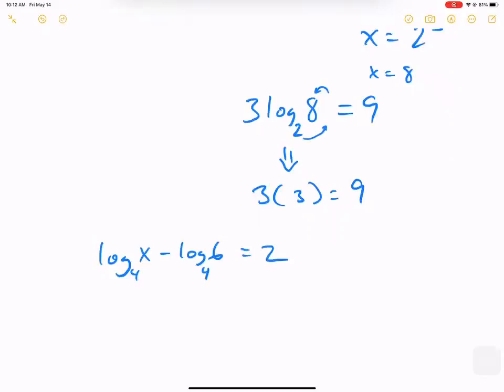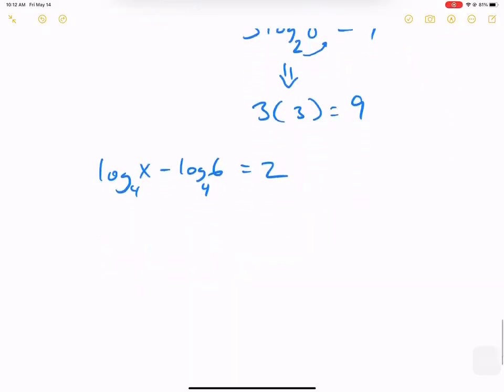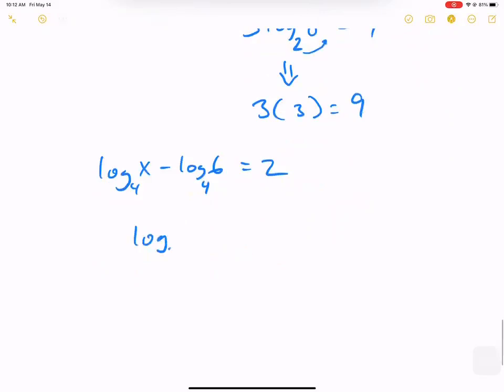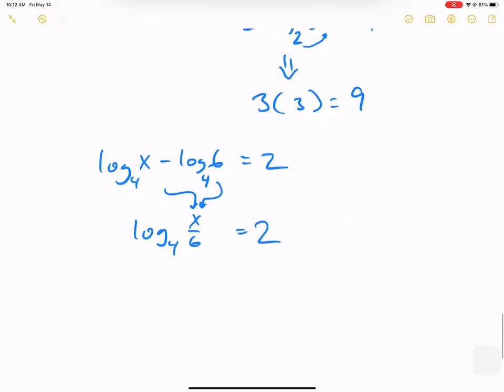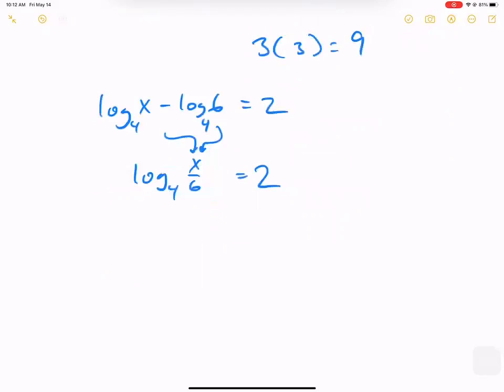Are we able to combine these 2 logs on the left? A log minus a log. Do you remember what's the rule when a log minus a log? If we are subtracting logs on the outside, we are dividing logs on the inside. Do you guys remember? I can rewrite this as a division on the inside. Well, now that we have one log, we can do the rest of our work, which is, how do I get rid of this log base 4?